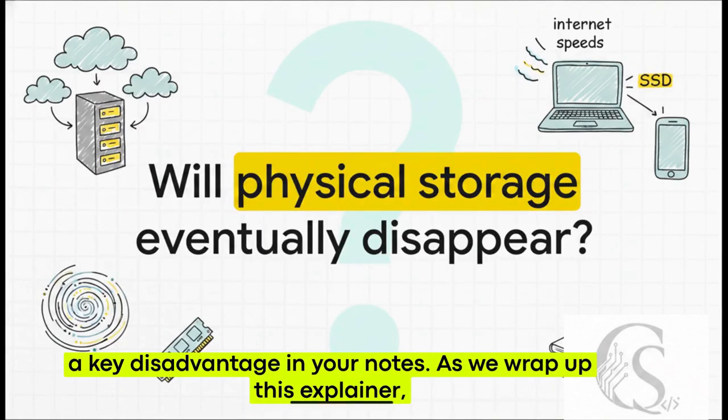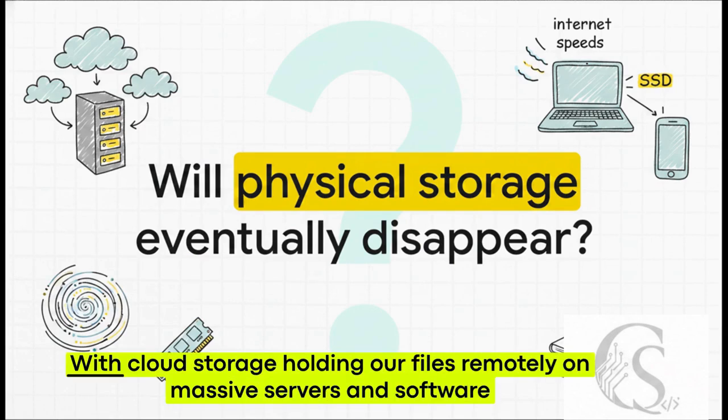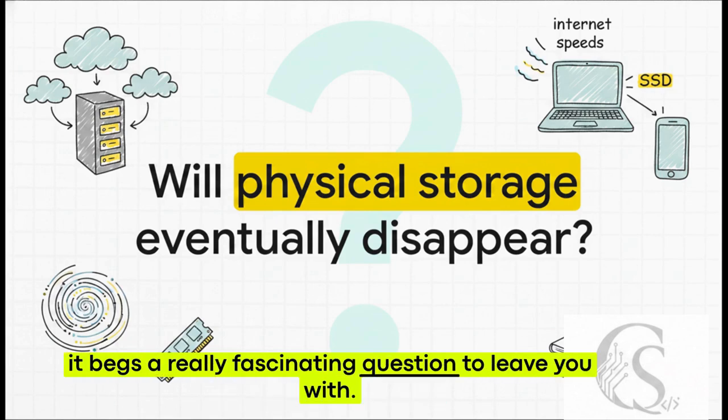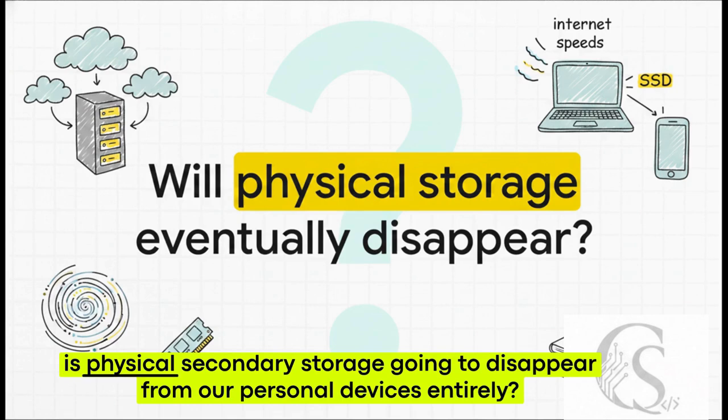As we wrap up this explainer, I want you to think about where all this technology is actually heading. With cloud storage holding our files remotely on massive servers and software virtual memory seamlessly backing up our RAM when it gets too full, it begs a really fascinating question to leave you with. As internet speeds skyrocket and SSDs get even more microscopic, is physical secondary storage going to disappear from our personal devices entirely?